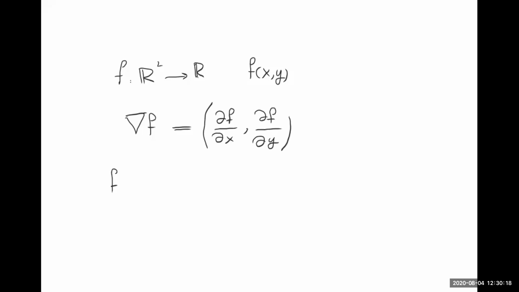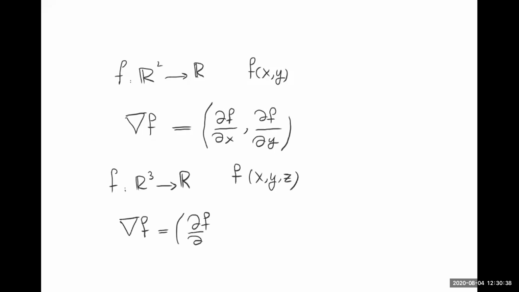Well, if f was a function defined in three-dimensional space, which takes three values, x, y, and z, the gradient of f is defined to be a vector in three-dimensional space, where the first coordinate is the partial derivative of f with respect to x. The second coordinate is the partial derivative of f with respect to y. The third coordinate is the partial derivative of f with respect to z. Okay. So it's simple.